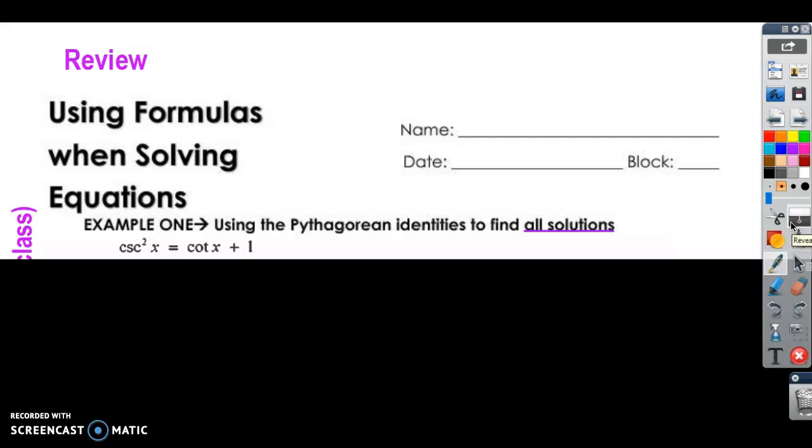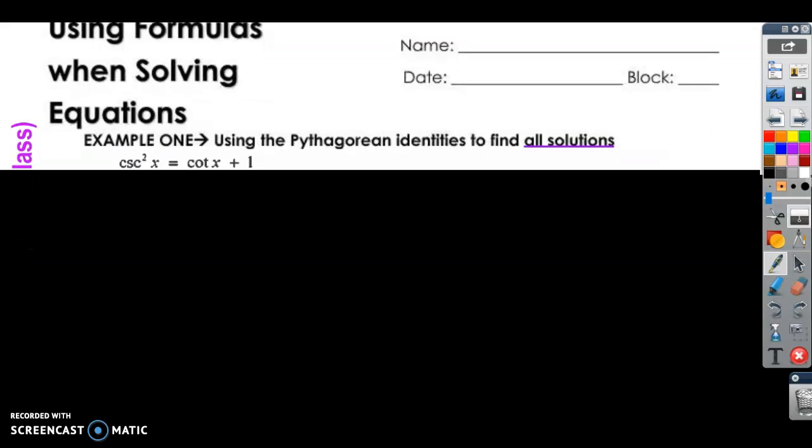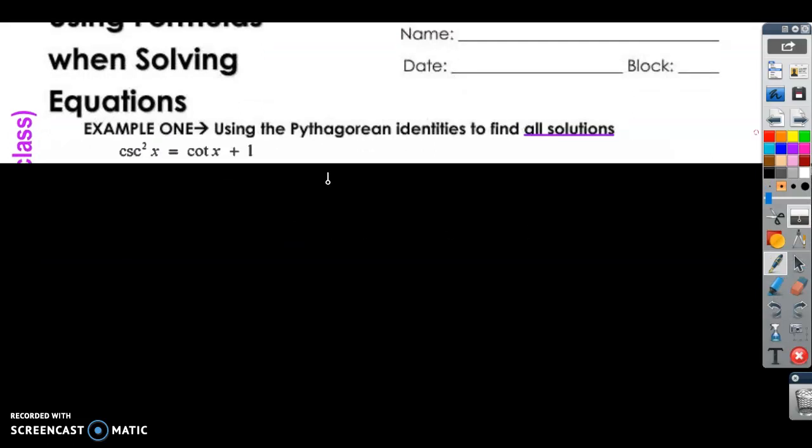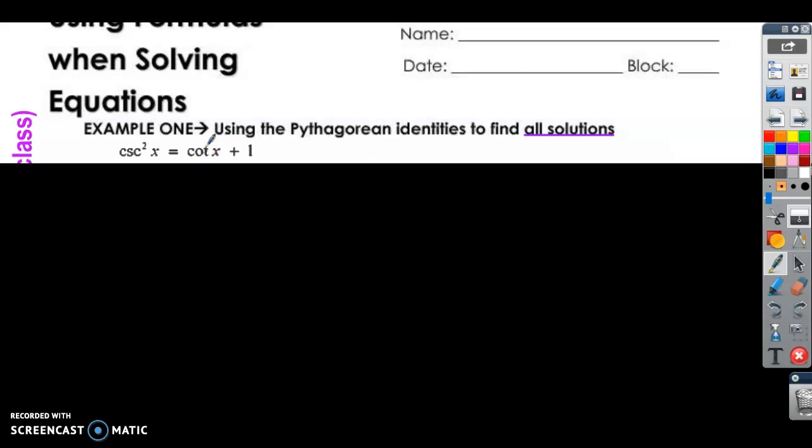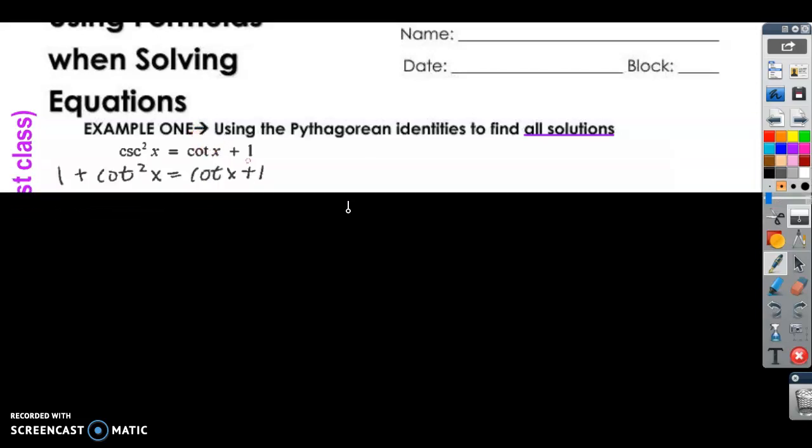Okay, so these are problems from last class and the previous class. So I've actually done these problems in class before, and in previous videos as well. All right, so example 1 says use the Pythagorean identities to find all the solutions, not on an interval, all the solutions. So we're finding the general form of the equations for the solutions. So we've got cosecant squared equals cotangent plus 1. Now that's not cotangent squared, that's just cotangent plus 1.